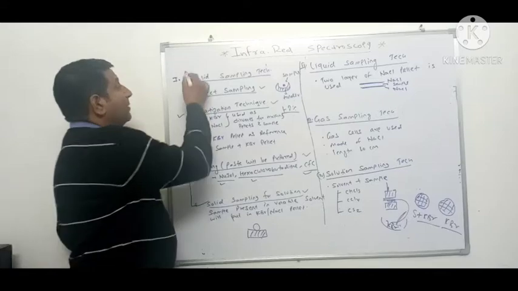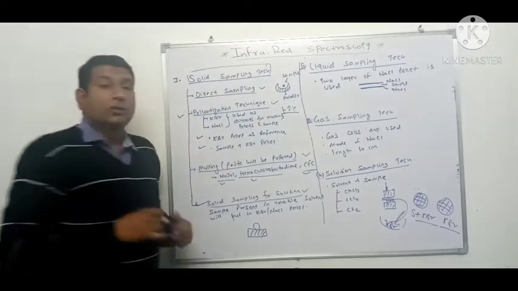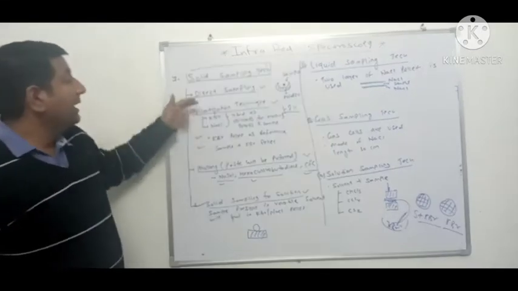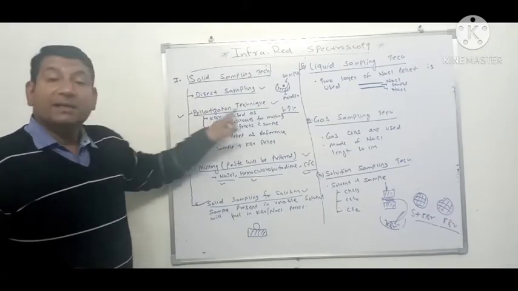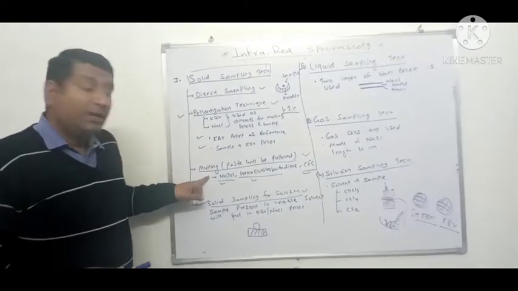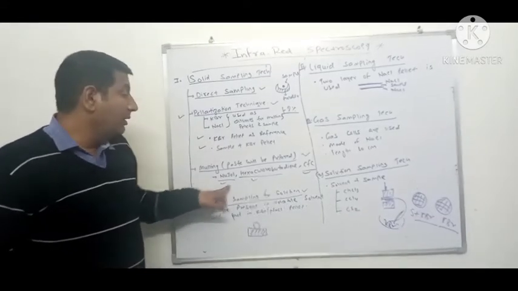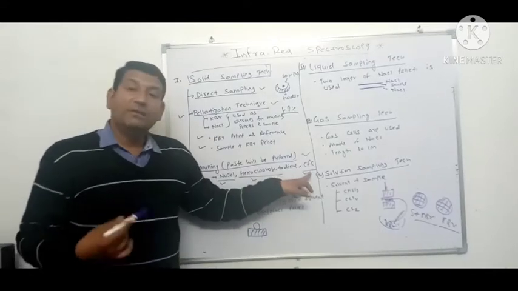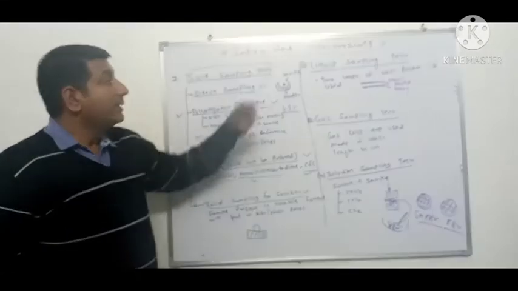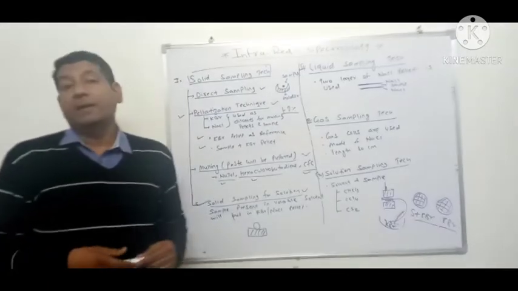So we have discussed the solid sampling techniques, which are of different types: the direct sampling technique, the pelletization technique in which KBr or NaCl is used, the mulling technique in which mulling agents like Nujol, hexachlorobutadiene or CFC are used, and solid sampling for solution. Now the next technique is the liquid sampling technique.